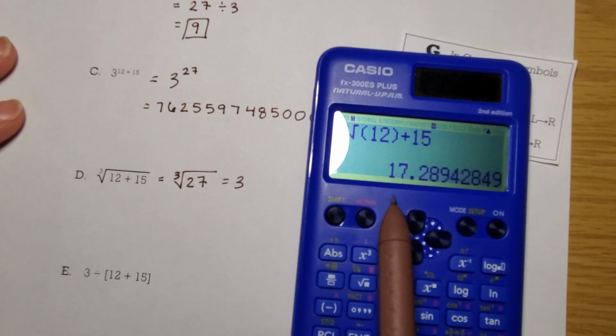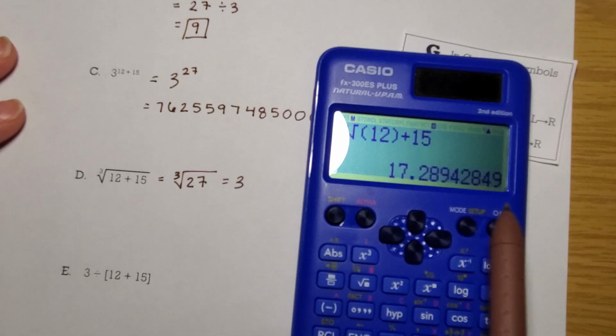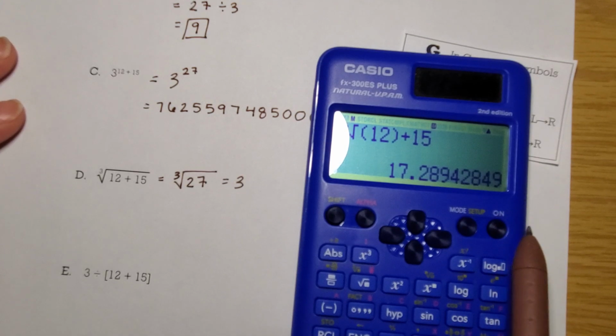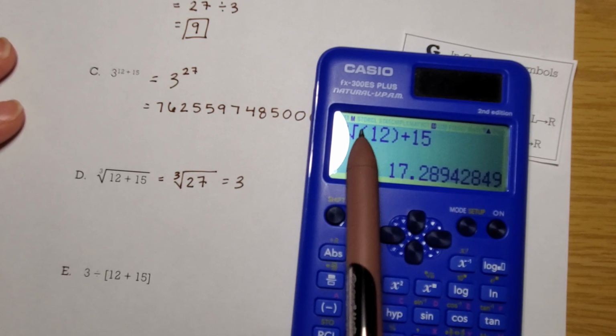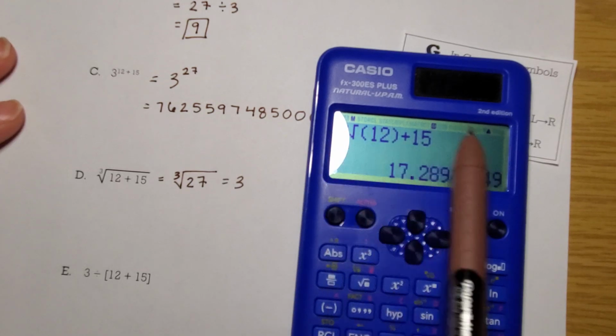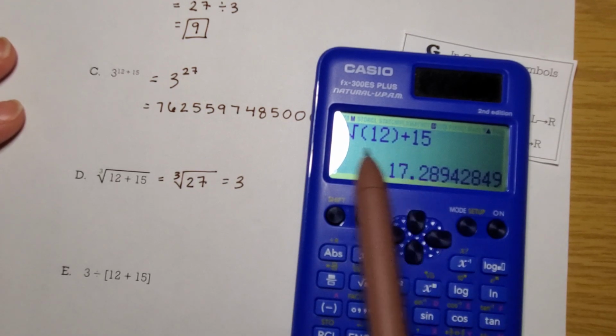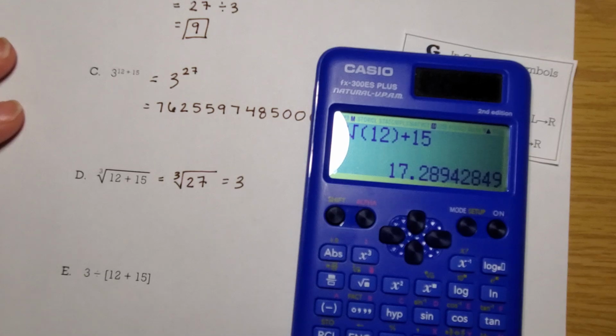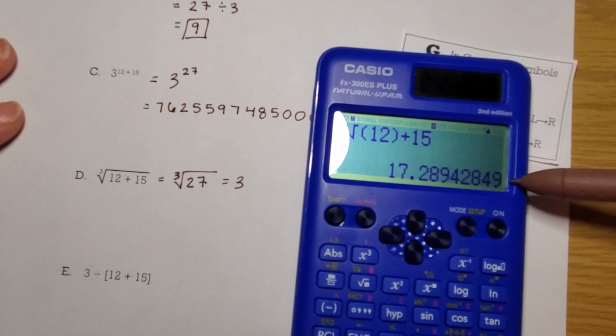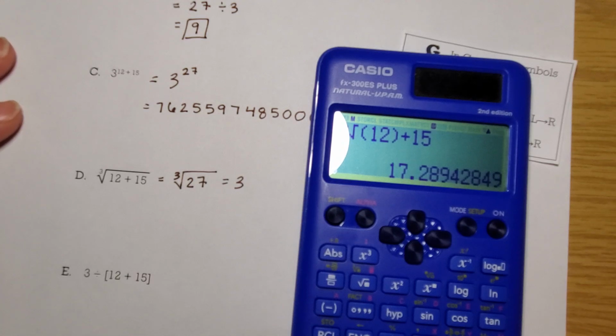So if your calculator is telling you 17.289 blah, blah, blah for this question, that means you need to put a parentheses around the whole thing. Don't put it in like how I did, that's broken notation. But if your calculator is giving you this number, it means that you entered it into the calculator wrong.